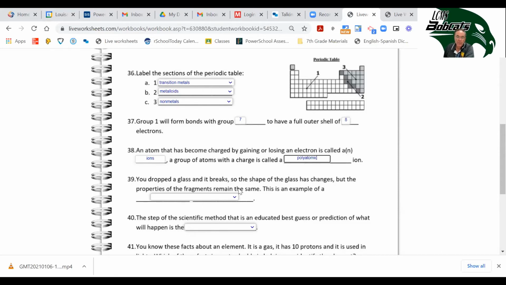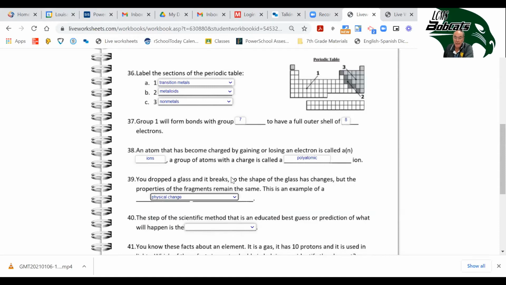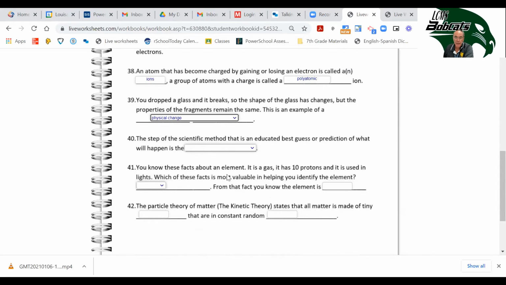Okay? We drop glass on the floor and it breaks. So the shape of the glass has changed. The properties of the fragments remain the same. There's no new substance when you break a glass. You just have a bunch of little pieces of glass. This is an example of a physical change. Something actually happened, but it didn't make a new substance.